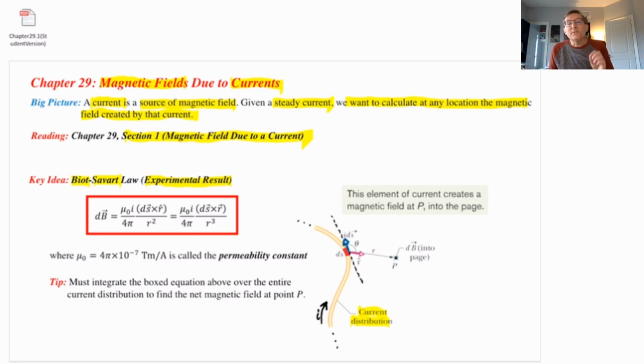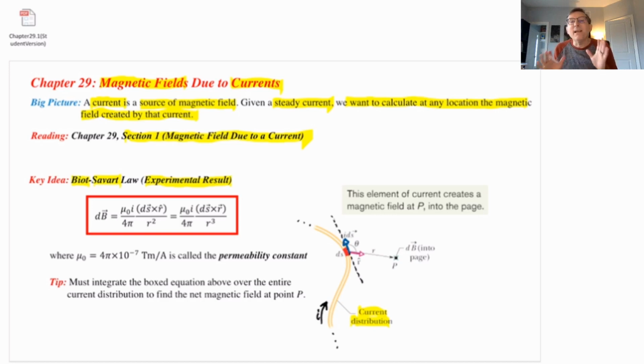And it is two things. One, tangent to the wire at this location, and in the direction of the current at this location. And so that's why the ds arrow, drawn in blue, is pointing the way it does. It's tangent to the wire at this location and in the direction of the current. Okay? ds arrow.